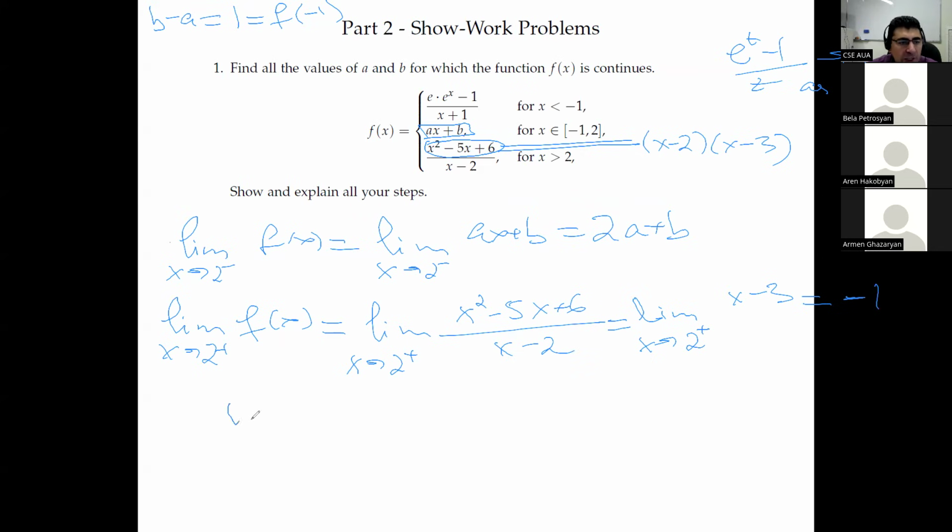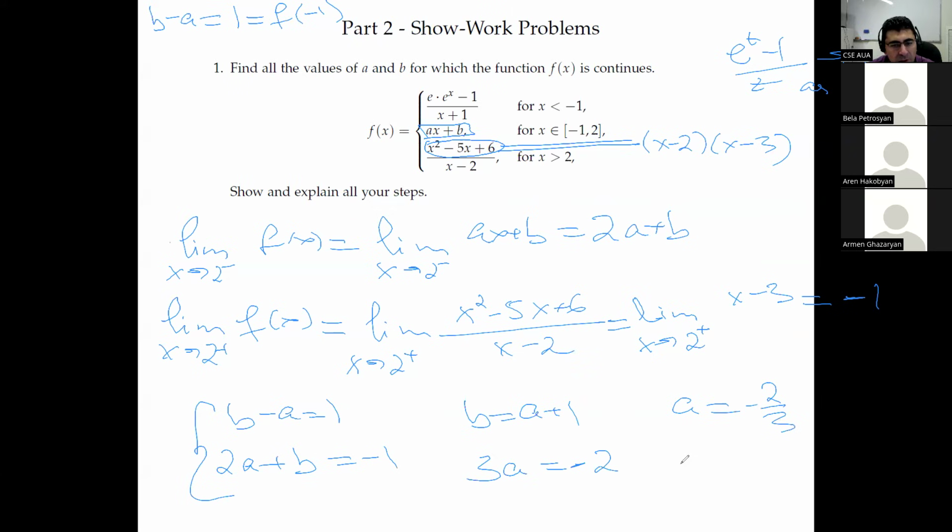Now we have to choose a and b such that b minus a is 1 and 2a plus b is negative 1. b is a plus 1, and plugging in b equals a plus 1, we'll get 3a is minus 2, so a is minus 2 over 3, and b is 1 plus this, so 1/3.